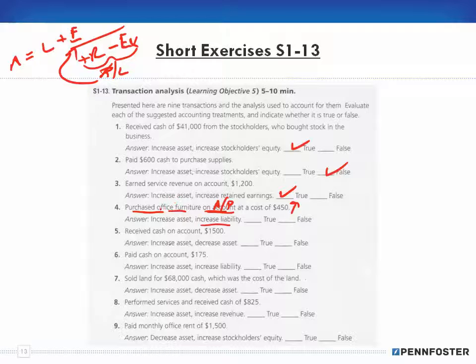But what am I purchasing? Office furniture. Well, am I going to own that furniture? Yes. So office furniture is an asset, so I'm increasing my asset because I didn't have any before and now I do. So this here is true.